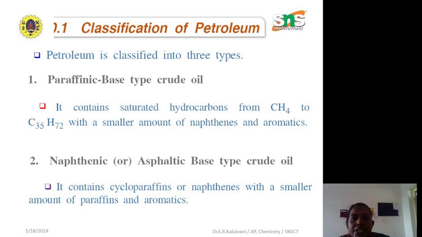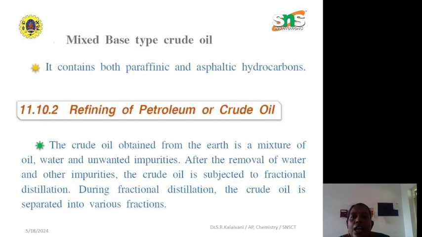Naphthenic or asphaltic base type crude oil contains cycloparaffins or naphthenes with a smaller amount of paraffins and aromatics. Last one is mixed base type crude oil. It contains both paraffinic and asphaltic hydrocarbons.